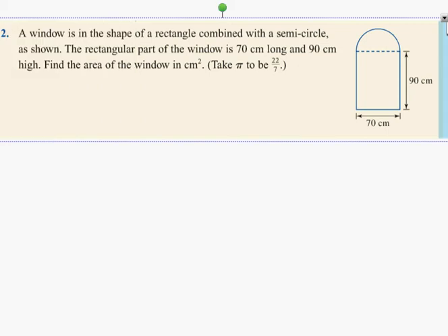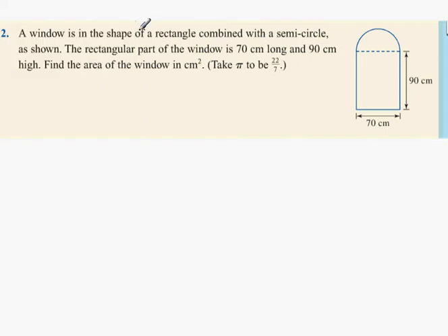So, we have here a window in the shape of a rectangle combined with a semicircle as shown. The rectangular part of the window is 70 centimeters long and 90 centimeters high. Find the area of the window in centimeters squared. How do you find the area of the black part here, Charlie?